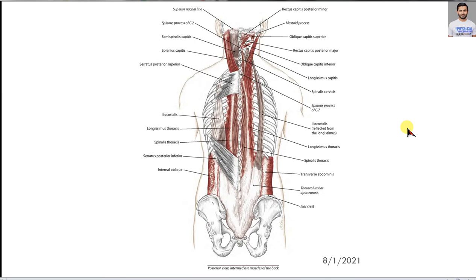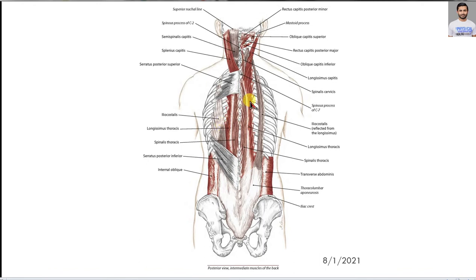These are deep muscles that we have not discussed yet, but we'll discuss them now. This is the transversus abdominis. The transversus abdominis muscle is present on the lateral aspect, and then we have external oblique and internal oblique running over the transversus abdominis.